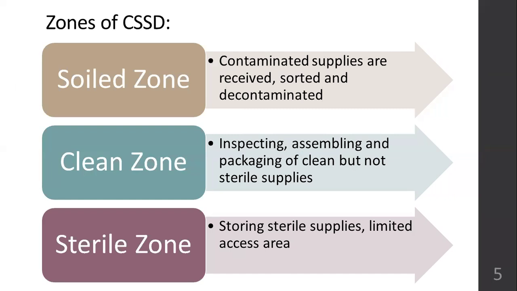There are zones in CSSD. Every CSSD is divided into three main zones. The soiled zone is the area of the CSSD where you receive the contaminated supplies, or decontaminated supplies also, here itself. Why do we call it contaminated? Because it is not processed yet. It appears clean, but it has to undergo processing. So contaminated supplies are received here. You have to store them, decontaminate them, and then they are used.